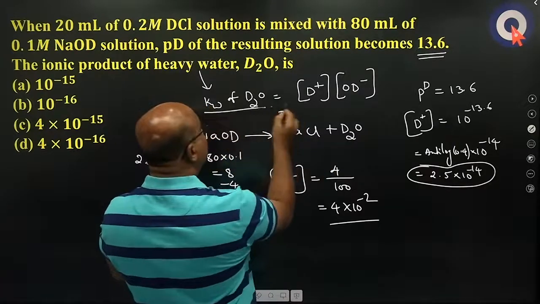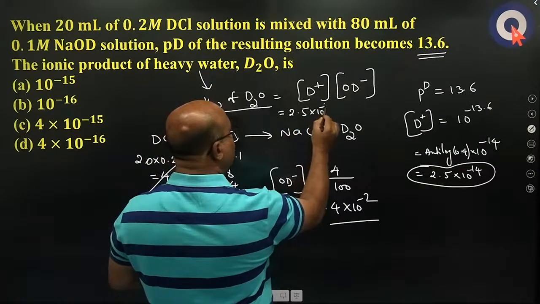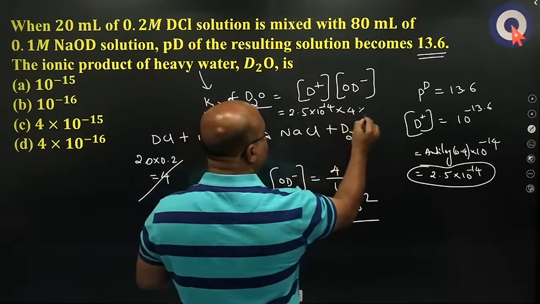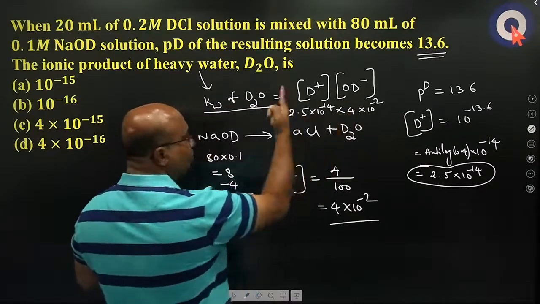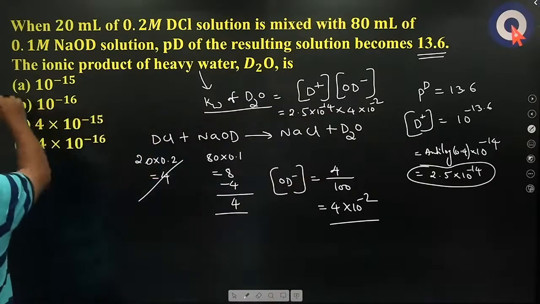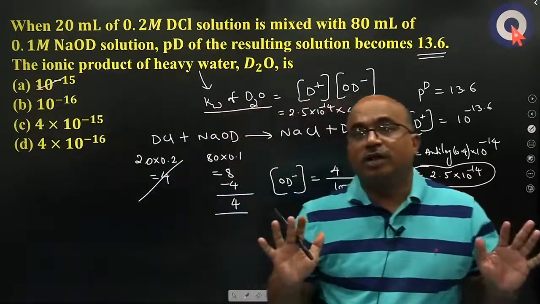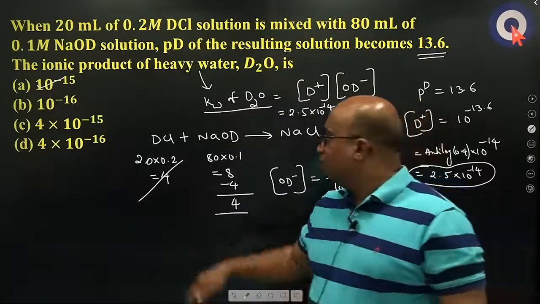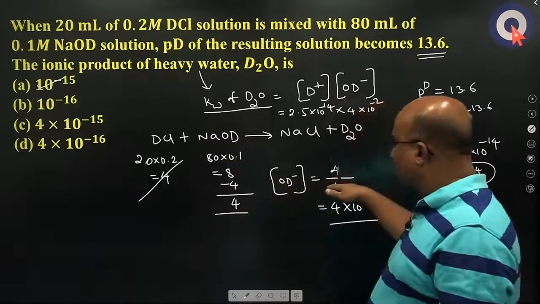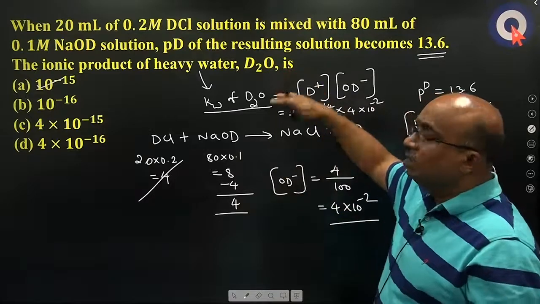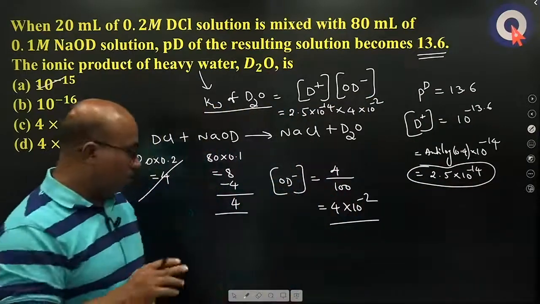So what is Kw of D2O? D plus, 2.5 into 10 to the power of minus 14, into OD minus, 4 into 10 to the power of minus 2, so it should be 10 to the power of minus 16. So it will become 10 to the power of minus 15. Clear? So we need to determine only the D plus and OD minus concentrations. Here an excess of NaOD was added, so NaOD was left, and the OD minus concentration we can obtain from here. Both are considered strong, DCl and NaOD, because K values were not mentioned, so directly we can use it.